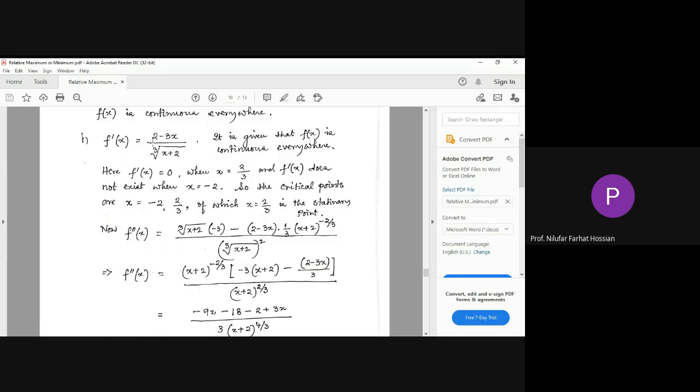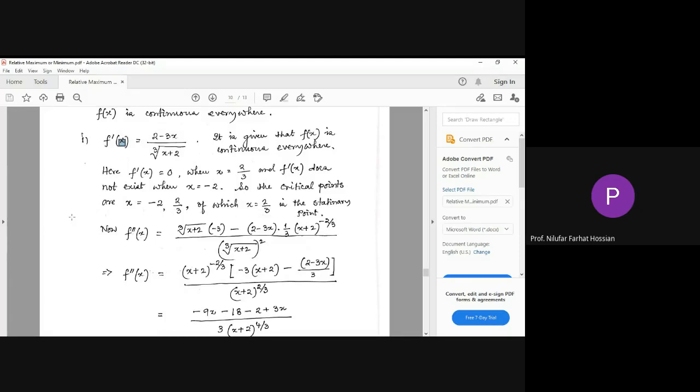So here you see f prime x will be equal to 0 if the upper part is 0. That means 2 minus 3x equal to 0. So x will be equal to 2 by 3. Okay, and this f prime x does not exist when x equal to minus 2, because when x equal to minus 2, the lower part becomes 0 and f prime x becomes undefined.